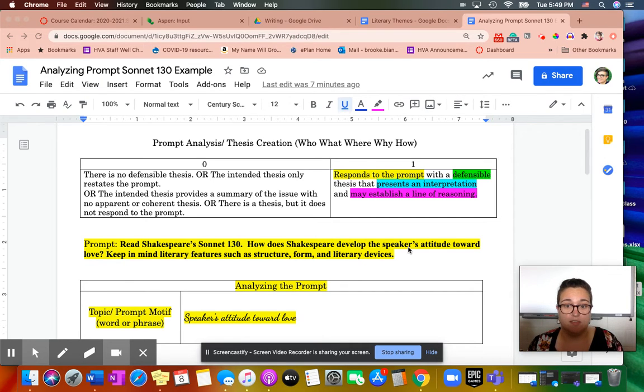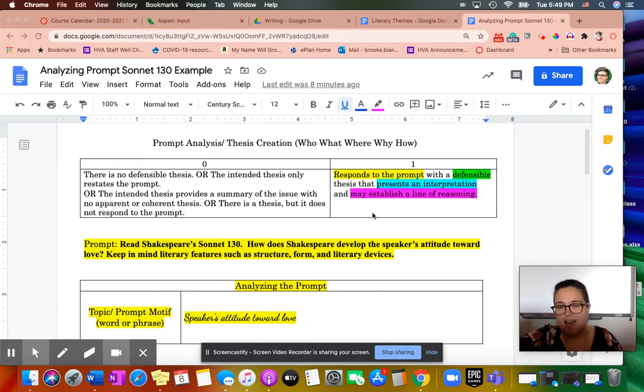You're saying the speaker talks about love, or Shakespeare shows the speaker's attitude towards love, but that's not an interpretation. You're not saying what that attitude is. And then finally, we have "may establish a line of reasoning." So this one, notice that word "may" here. This one's a little wishy-washy. Like if you have these first three, you can get this point.